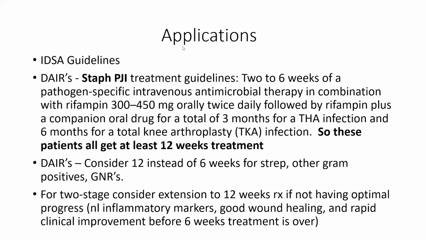So if we look at how we could use this information, perhaps for the staph PJIs, we're already treating them at least 12 weeks. So they're all getting 3 months treatment anyway, so not much different there. But DAIRs with other organisms, recommendations have been 6 weeks. So we may consider 12 weeks in DAIRs with other organisms. That would seem reasonable. And then for 2-stage patients, maybe consider extension to 12 weeks if they're not having optimal progress. Their inflammatory markers haven't normalized, they didn't have good wound healing or rapid clinical improvement prior to 6 weeks of treatment. That might be a group where 12 weeks would make more sense.